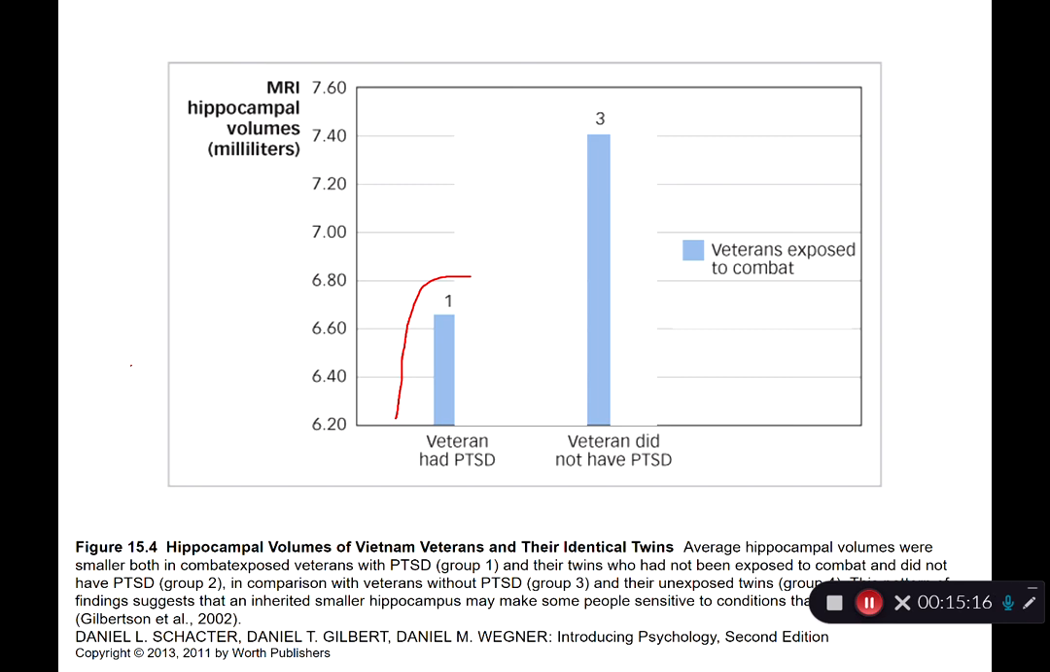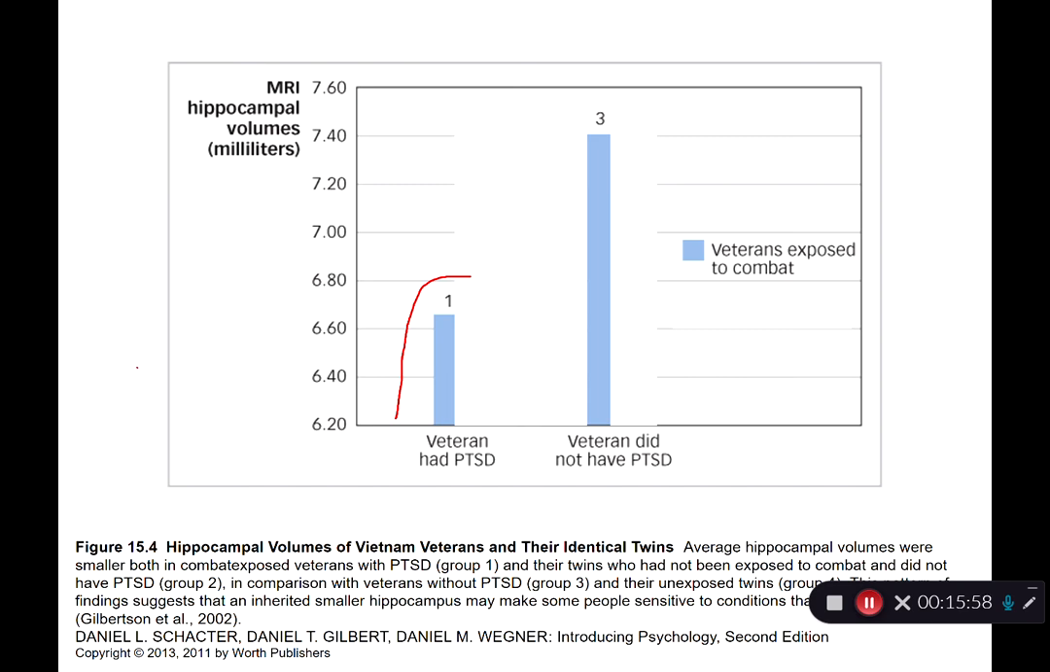So the question then becomes, the group with the smaller hippocampus also had PTSD. Was the smaller brain structure there before the disorder, or did it happen as a result of the disorder? It's been demonstrated in other disorders that the disorder can cause physical changes in the brain. So it's possible that it is the incidence of PTSD that reduced the volume of these individuals' hippocampi. So the question was, is it a cause or an effect?